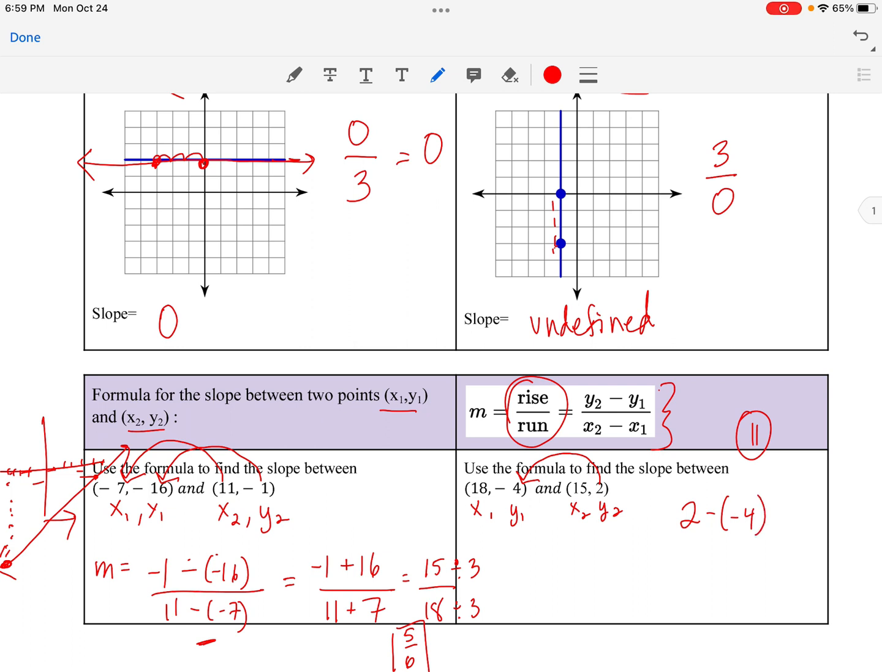2 minus -4, and 15 minus 18. So 2 minus -4, you have two negative signs right next to each other, right? That's going to become 2 plus 4. And the bottom is going to become 15 minus 18, which is -3. So that top is 6 over -3. A positive divided by negative is a negative. It's going to be -2, a slope of -2.